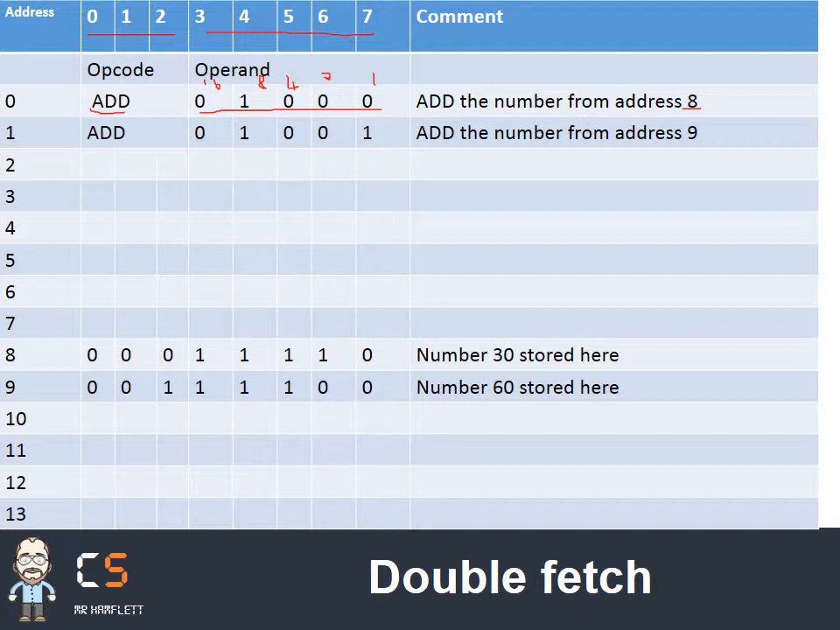It's actually quite hard to write with a mouse. So that's going to be pointing at address 8, and the address 8 contains this number here, which is number 30. So in order to execute this, I will need to do an additional fetch.